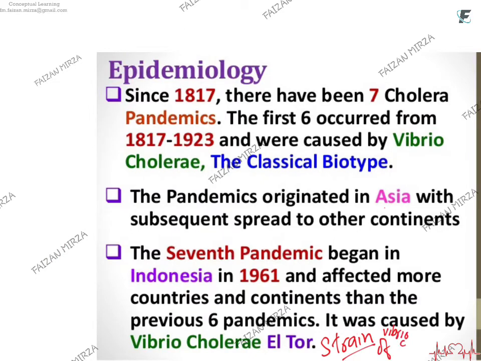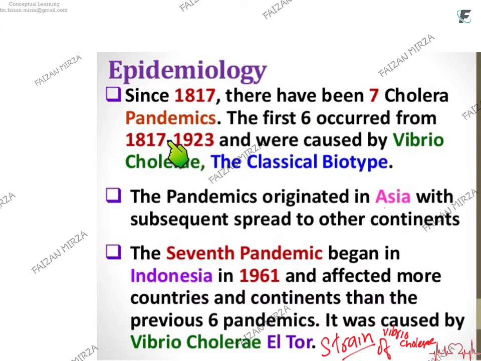The disease that we have to start with here is cholera. Basically we'll be discussing epidemiology first. So cholera is documented since 1817. Since then, 7 cholera pandemics have occurred. I don't think we need to really discuss what a pandemic is. You know this very well by now. The first 6 occurred from this point, you can say 1817 to the 1920s.